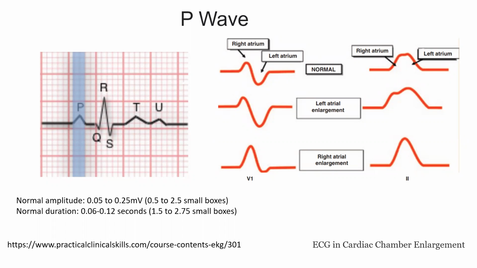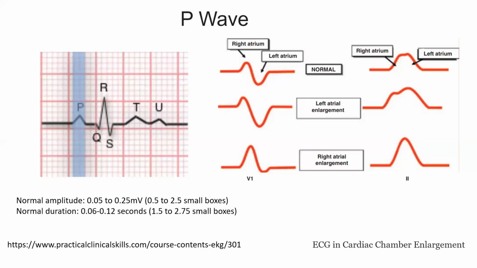For the P wave, the normal amplitude is around 0.05 to 0.25 millivolt, which is equal to half to two and a half small boxes. The duration is about 0.12 seconds, around three small boxes. So for normal duration, you can just think about 1.5 to 3 small boxes. We can use the P wave to evaluate the atrium conditions.